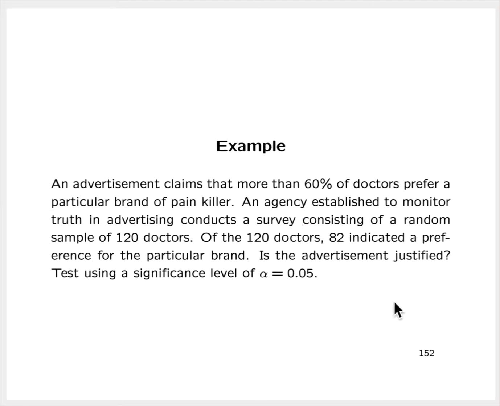So let's look at an example. An advertisement claims that more than 60% of doctors prefer a particular brand of pain medication. An agency established to monitor truth in advertising conducts a survey consisting of a random sample of 120 doctors. Of the 120 doctors, 82 indicated a preference for the particular brand. Is the advertisement justified? Test using a significance level of alpha equal to 0.05.